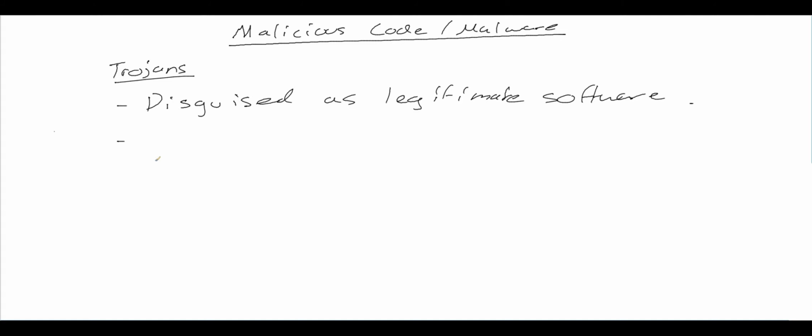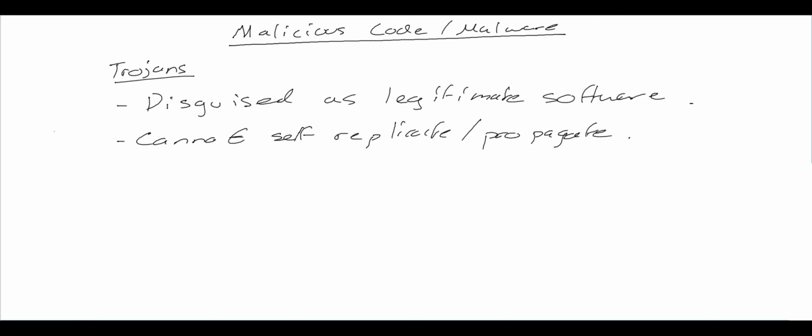And another important point about Trojans is that unlike worms, so worms are a type of virus, as we mentioned a minute ago, they cannot self-replicate. So Trojans, they're disguised as legitimate software, and they require user intervention to be installed, and they can't replicate themselves and then self-propagate to other systems.